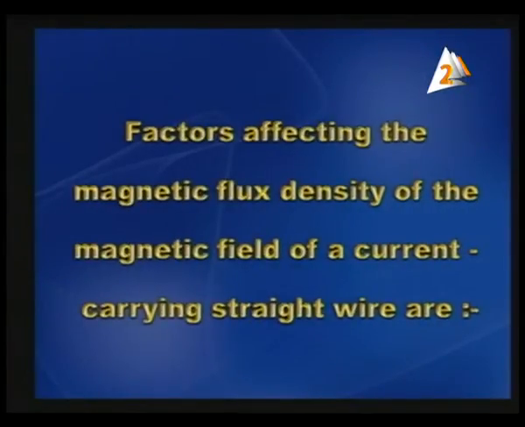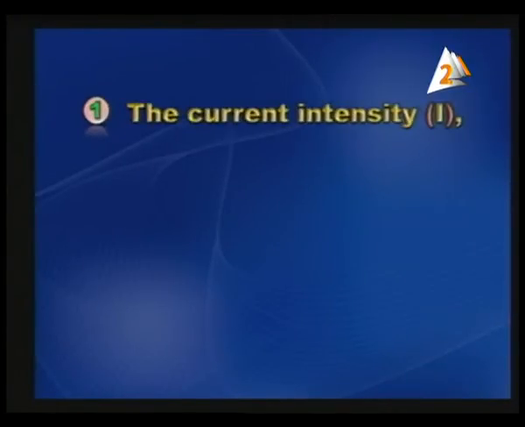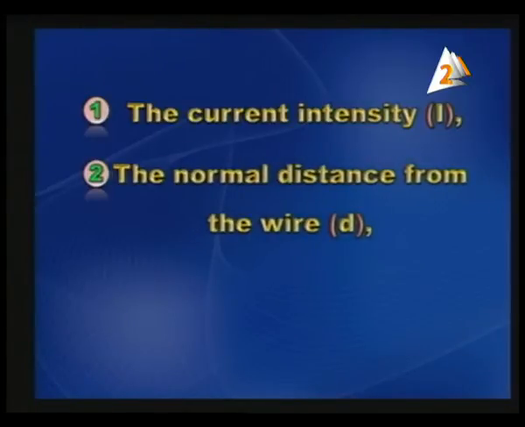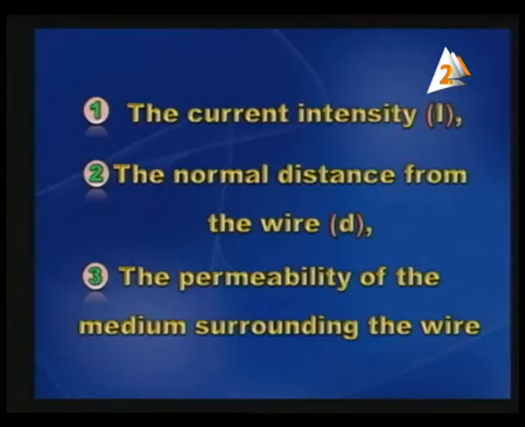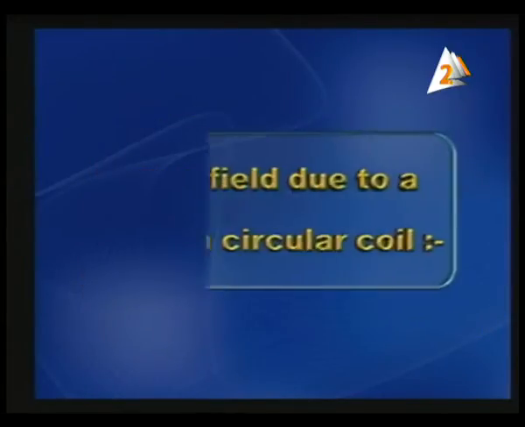And now talking about the factors affecting the magnetic flux density of the magnetic field of a current carrying straight wire. What about the factors affecting the magnetic field produced by the wire? First of all, the first factor is the current intensity, or the intensity of the current flowing through the wire. The second factor is the normal distance from the wire, and the permeability of the medium surrounding the wire.